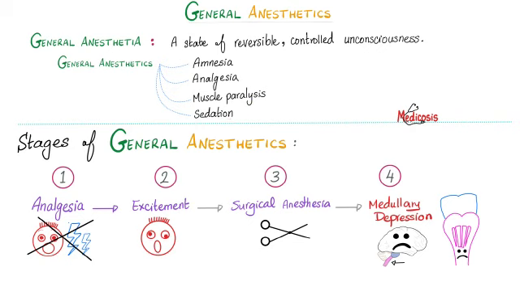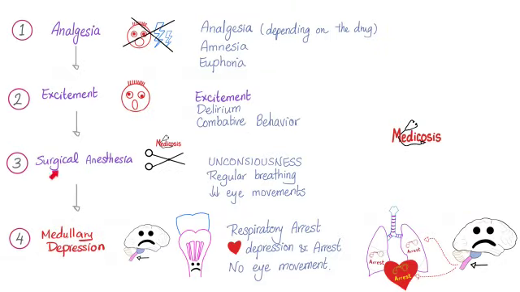What are the stages of general anesthesia? Okay, so I gave you a general anesthetic. First thing you will experience is no pain. Next, you will get excited, to the point of delirium. Third, you get surgical anesthesia. We actually operate here. But if the doctor was a doofus and gave you too much anesthetic, this can lead to medullary depression, which can kill you. Analgesia, excitement, surgical anesthesia, medullary depression.